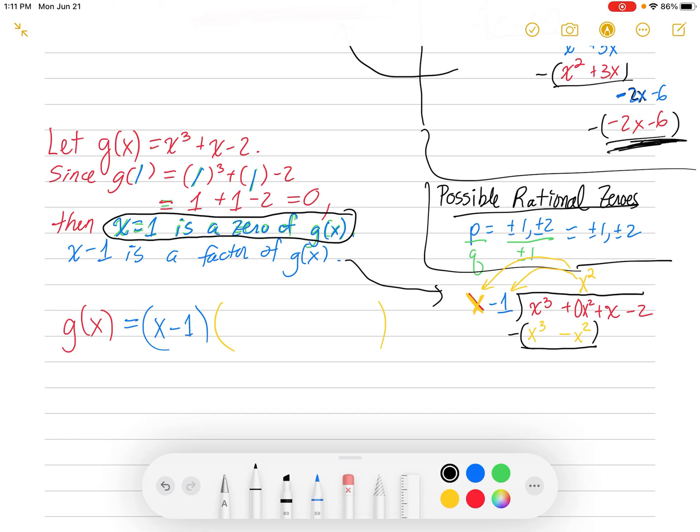minus x cubed minus x squared. So the x cubes will cancel. And when you take 0x squared minus a negative x squared, you're going to get a positive x squared. And then I bring down the plus x here.